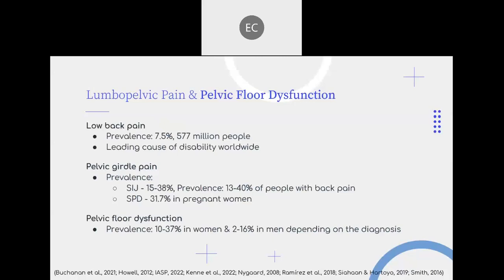SI joint pain is going to have about 15 to 38% prevalence, and it accounts for about 13 to 40% of people with back pain. And then pubic symphysis disorder or dysfunction is about 31.7% of low back pain in pregnant women. Then we have pelvic floor dysfunction. Depending on where you look, the prevalence is about 10 to 37% in cisgender women and 2 to 16% in cisgender men, depending on the diagnosis as well. Pelvic floor dysfunction is a big umbrella term that includes a lot of different types of dysfunction.